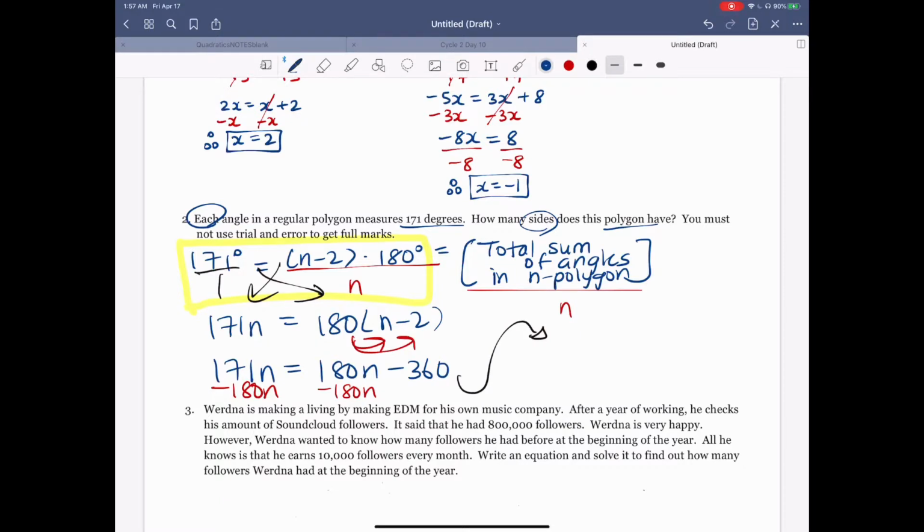negative 9n equals negative 360. Final step, divide both sides by negative 9, and n is equal to 40, not degrees, but 40 sides. So therefore, there are 40 sides to this polygon.